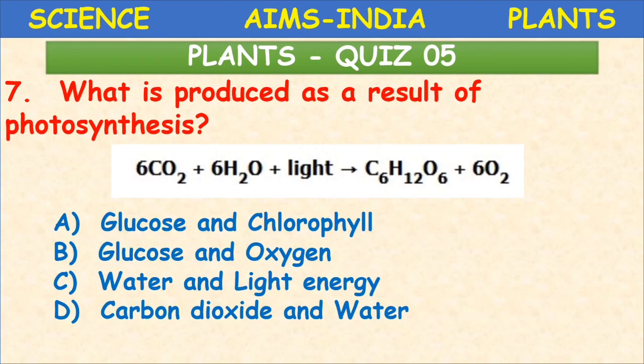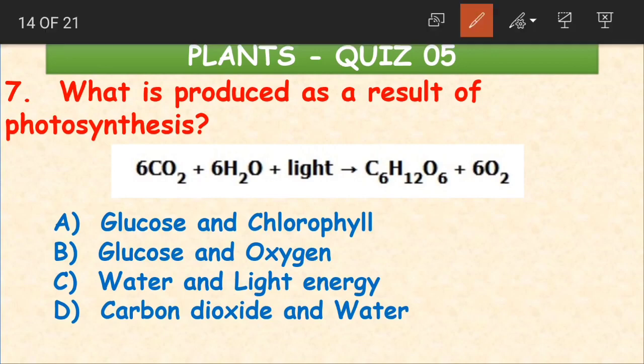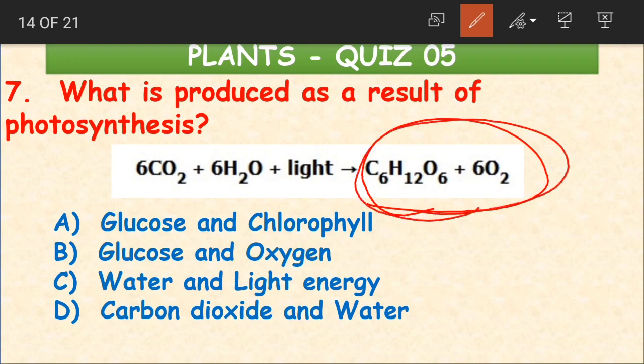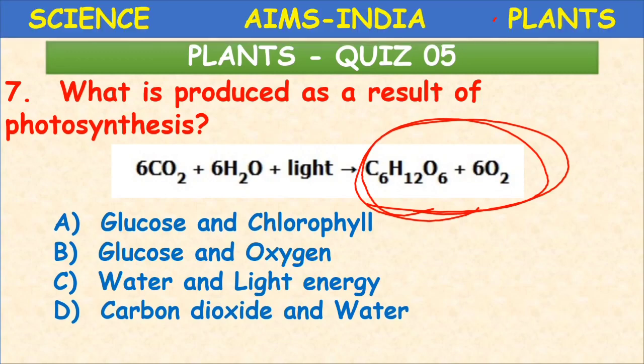All this carbon dioxide and water and light is resulting in this answer. It is in an equation form here, and here it is written in words. So we have to tell which is the correct answer. Option A, glucose and chlorophyll. B is glucose and oxygen. C is water and light energy. D is carbon dioxide and water. Yes, children, what is the correct option? It is B, glucose and oxygen. So as a result of photosynthesis, glucose and oxygen is produced as food for the plant.